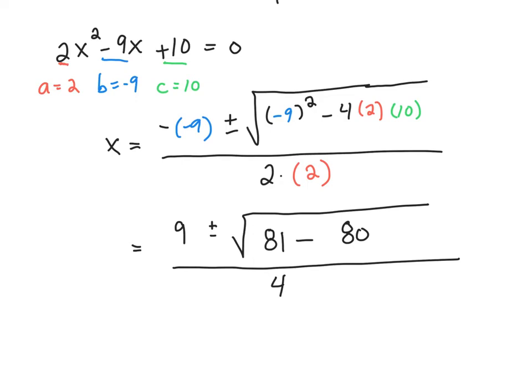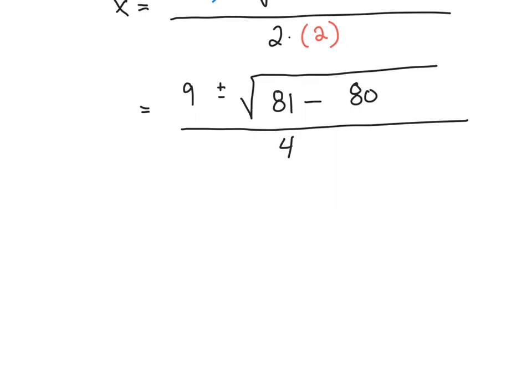Okay, so we're going to keep going. Give ourselves more space. We'll scroll down. So 81 minus 80 inside of my square root, this is 1. So my answer in the simplified form becomes 9 plus or minus the square root of 1, all divided by 4. Well, the square root of 1 is 1, so I get 9 plus or minus 1, all divided by 4. All right, so now we have to do some interpreting for what this means.